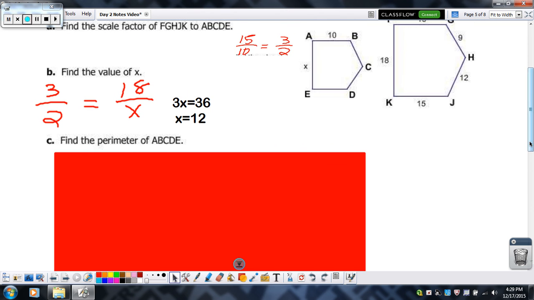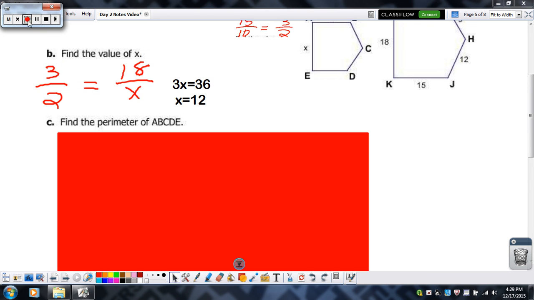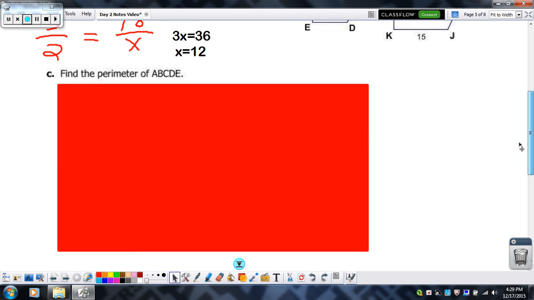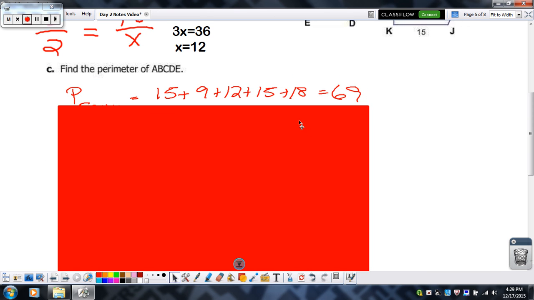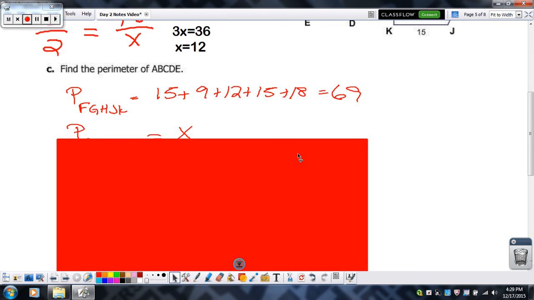Remember that we said that this ratio of the perimeters is the same as the ratio of the sides, or the scale factor. So we know we're still going to be using 3 over 2. And we're going to set it equal to the ratio of the perimeters. So first we have to find the perimeter of my large shape, because I have all the sides of this. So we add up 15 plus 9 plus 12 plus 18 plus 5 to get that perimeter, which is 69. We do not know the perimeter of my smaller shape, so we're going to leave that as x.